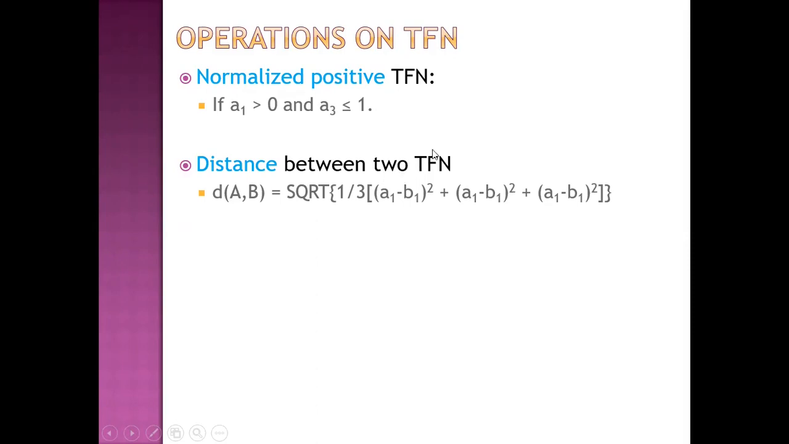Distance between two triangular fuzzy numbers. This is important in fuzzy logic and other utilities of fuzzy sets. Distance between A and B, two triangular fuzzy numbers, is the square root of the average of squares of the elements. I am sorry, this is A1 minus B1, this is A2 minus B2, and this is A3 minus B3.